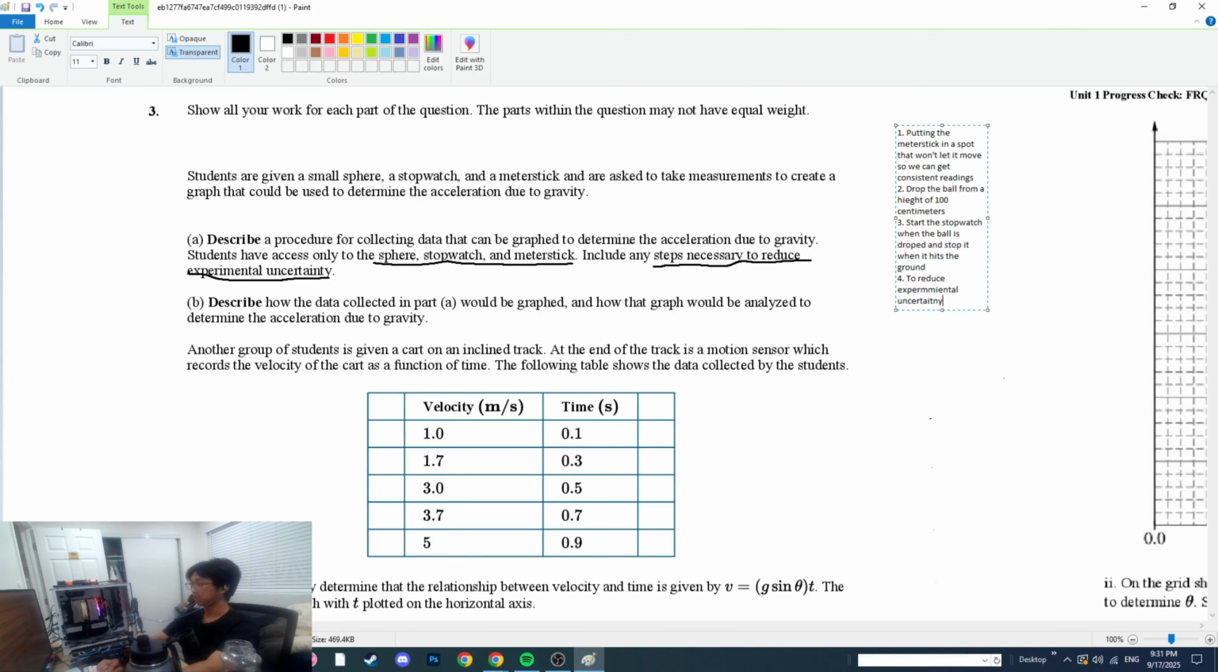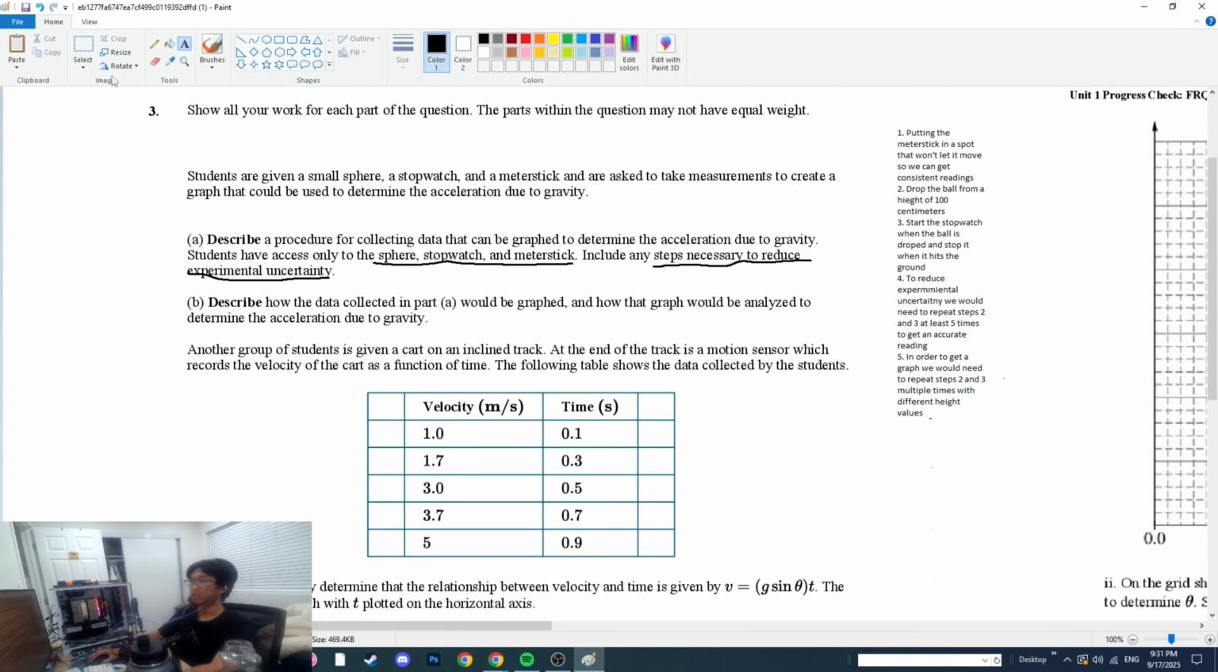And for our fourth step, to reduce experimental uncertainty, we would need to repeat steps 2 and 3 at least 5 times to get an accurate reading. And our fifth step, in order to get a graph, we would need to repeat steps 2 and 3 multiple times with different height values. And that would be part A.